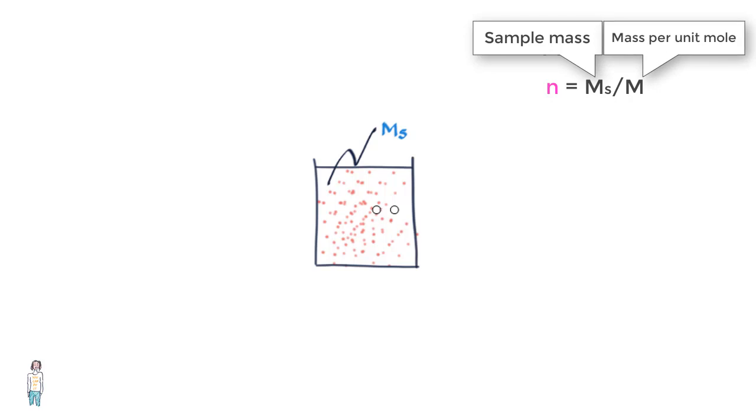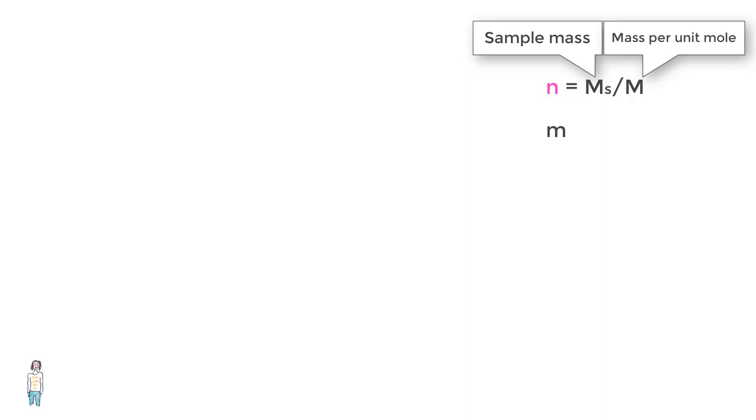Now, if the mass of one molecule is m, then the mass of Avogadro's number of molecules, which is 1 mole, will be m into Na, or capital M is equal to m into Na.